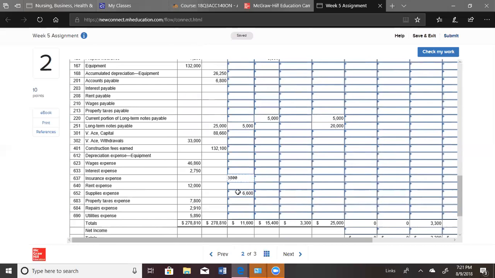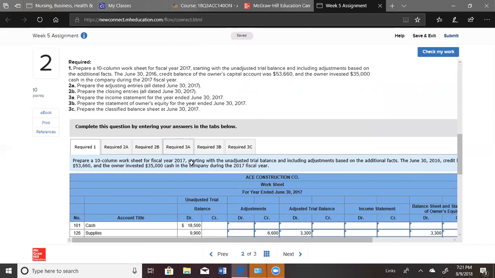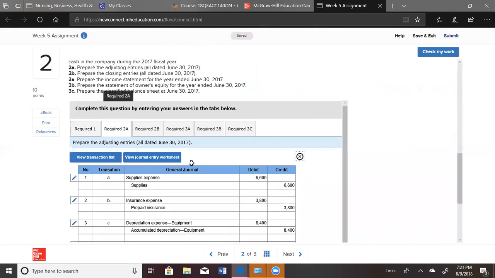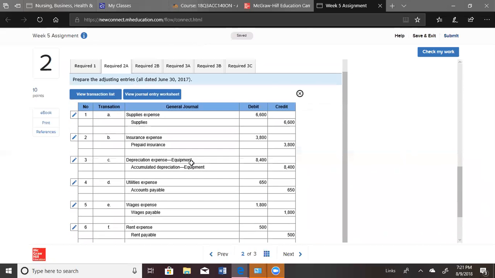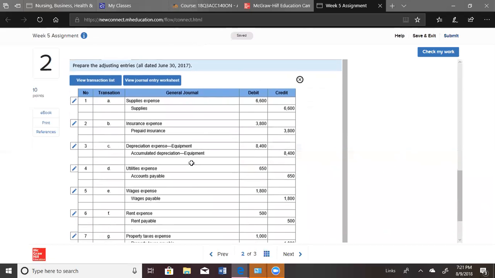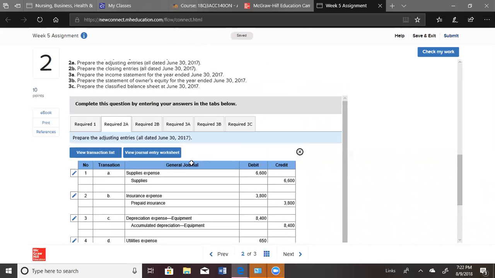Okay. All right. So then do the next one. Required one. Required 2A. And now do this one. Supplies expense, depreciation expense, $8,400 for equipment, and accumulated depreciation of equipment. Oh, okay.